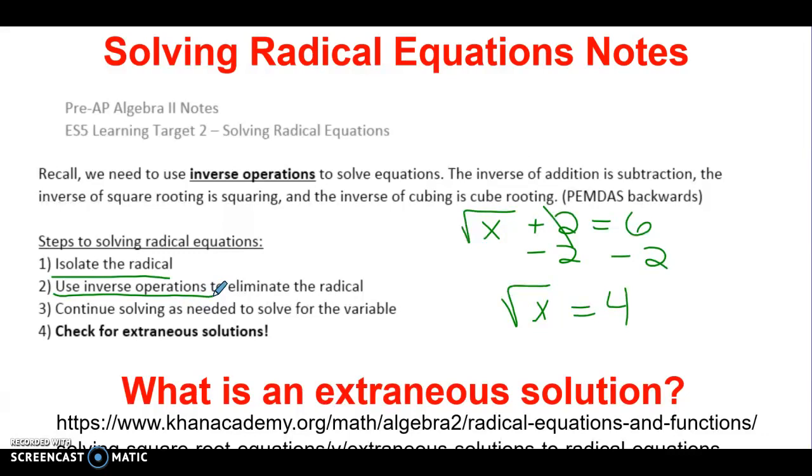So in other words, division undoes multiplication. Adding undoes subtracting. What undoes a square root? Square. Yeah, a square. That's the inverse operation of a square root. Okay? But if you do it to one side, you also have to do it to the other side. So now we get x equals 16.